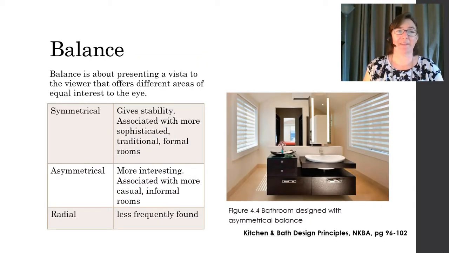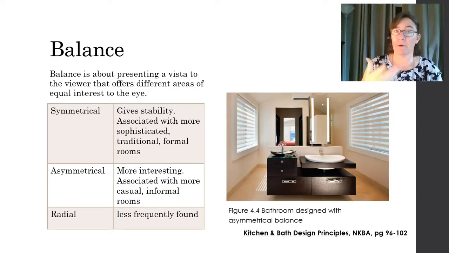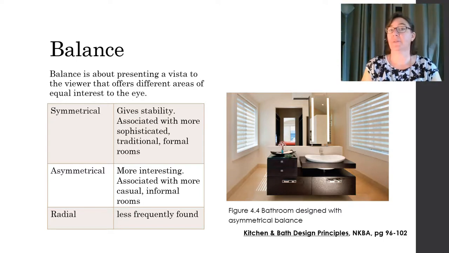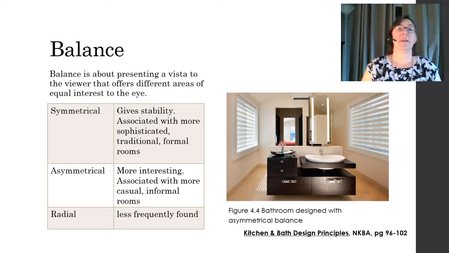Let's start with balance. Balance is about presenting a view or a vista to your viewer, and it offers different areas of equal interest to the eye. You can have a couple different kinds of balance. One is symmetrical balance, where the left side is equal to the right side. Symmetrical balance will give stability to your design, and it's often associated with sophisticated, traditional, or formal rooms.